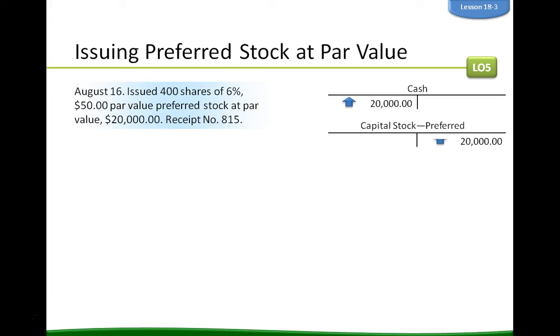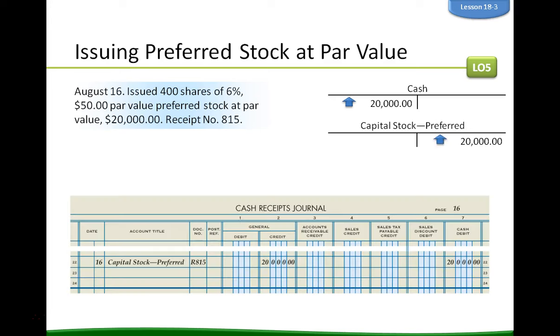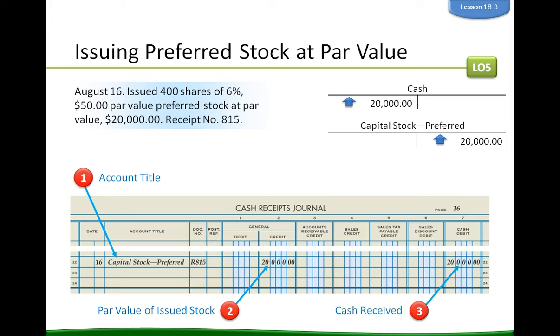So our cash is affected, our capital stock preferred is affected, and we need to write it into our cash receipts journal. Our account title, credit, the general credit, par value of issued stock, and then we received cash for that.